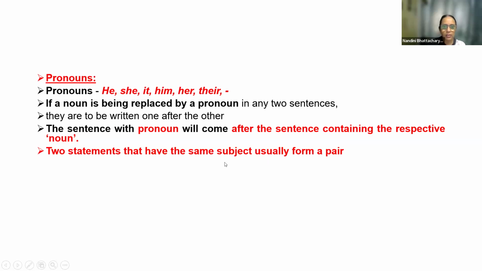Yeah. So if you see, now this is what we were talking about. The two sentences will have the same subject. So they will form a pair, right?